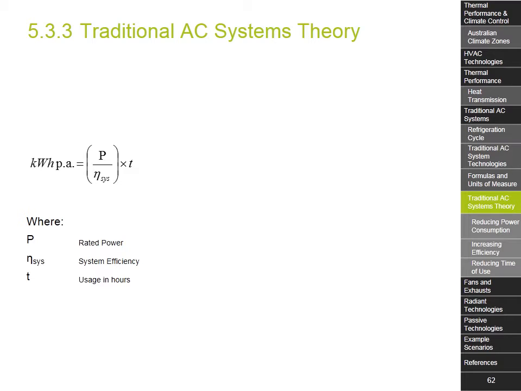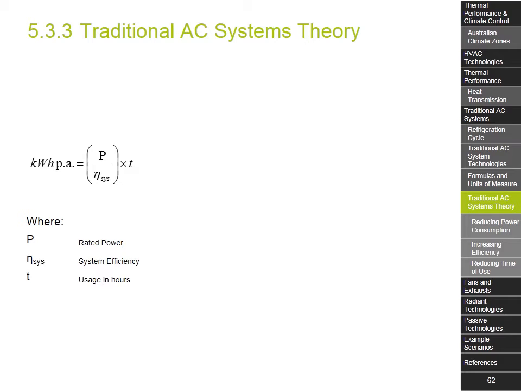When faced with a HVAC system in an audit situation, it is important to understand how to calculate the energy use represented by the system. Here we start again with the base calculation. Annual kilowatt hours is equal to the calculated power, divided by the efficiency of the system, multiplied by the time for which the system is run per annum.